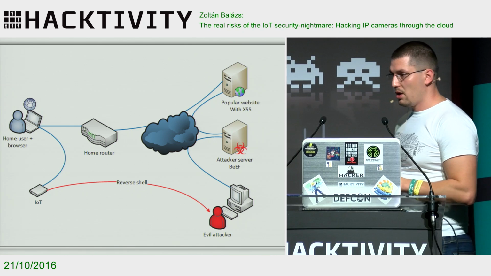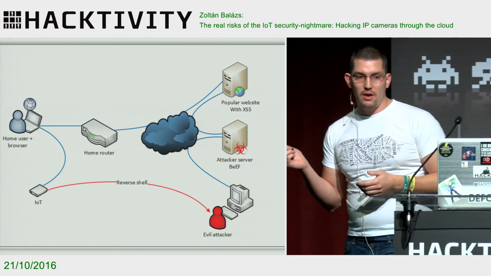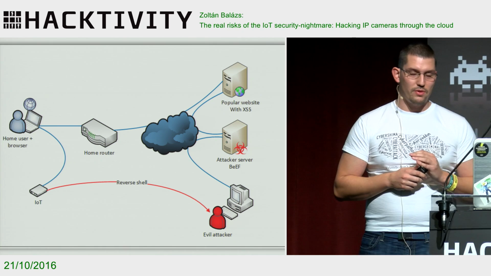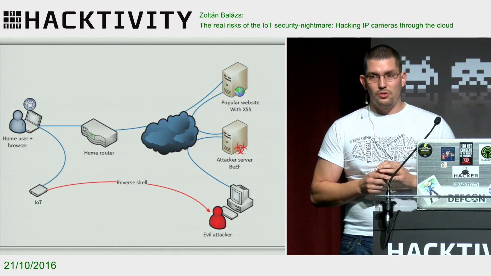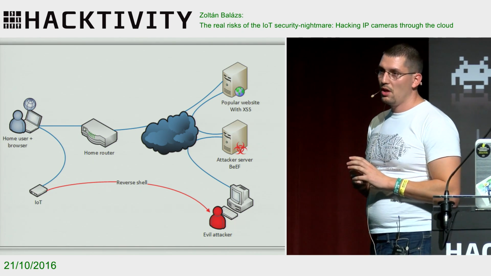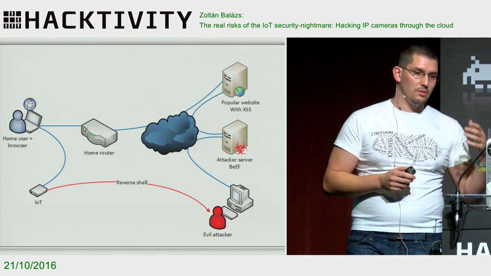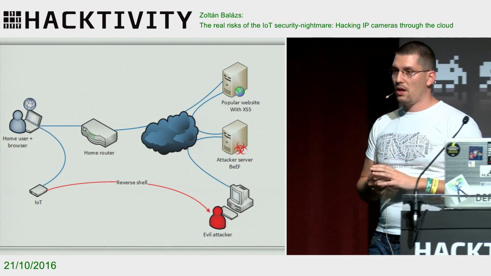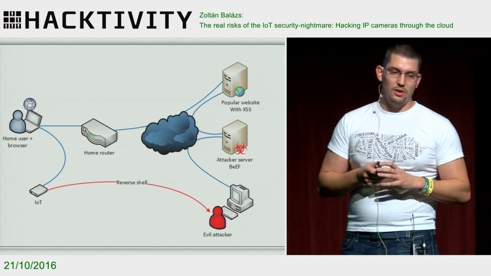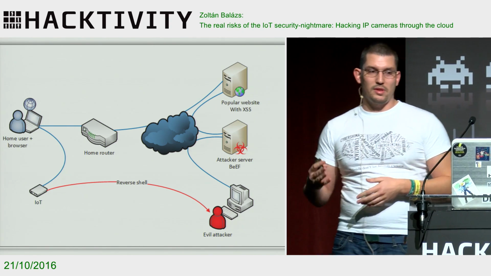So this is how my attack is implemented. Me, the evil attacker, is setting up a browser exploitation framework server on the internet. And let's say that the home user on the left is browsing the internet. Either I can convince him to visit my website, or I can find a cross-site scripting vulnerability in one of the websites he visits, and I can inject my own JavaScript code into this website.